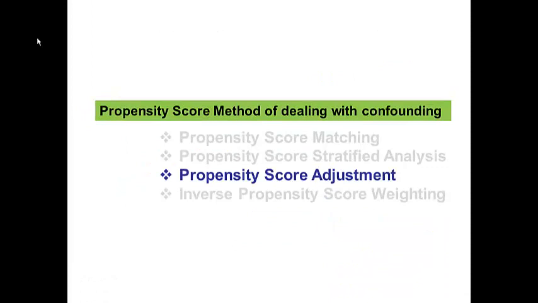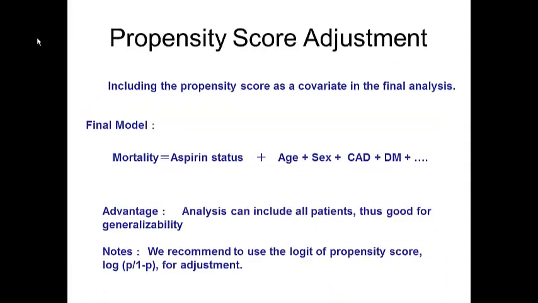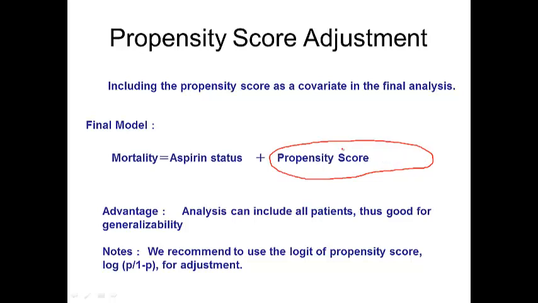Next method is propensity score adjustment. In propensity score adjustment, typically you analyze data. For example, if you are assessing the effect of aspirin status on mortality, you use Cox regression and include aspirin status, adjusting for potential confounders. Instead, in propensity score adjustment, you replace these potential confounders with the propensity score. So this way you replace many potential confounding variables with one factor.